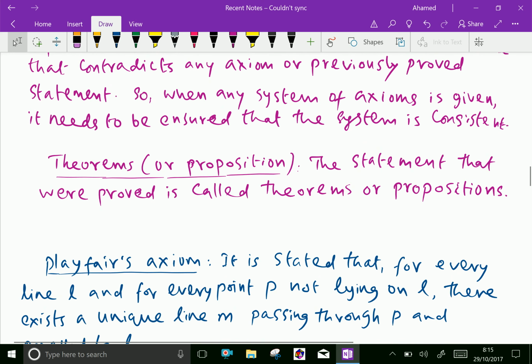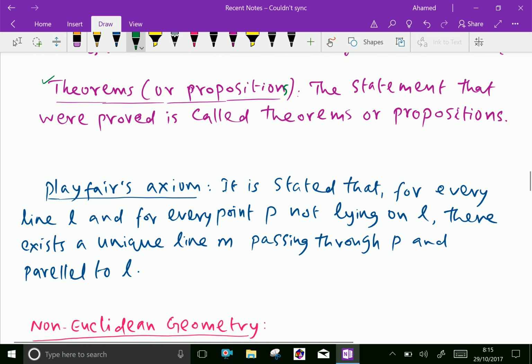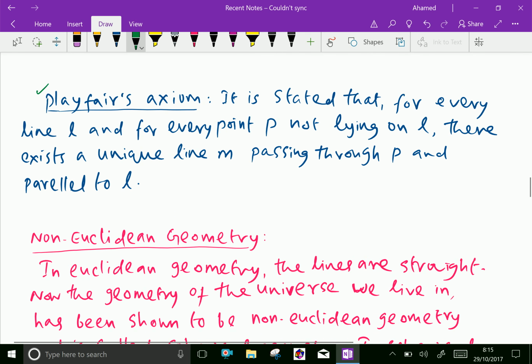Next one, theorems are propositions. The statements that were proved are called theorems or propositions. Meaning, if there is a proof for a statement, then we can say that statement is a theorem or proposition. Next one, Playfair's axiom.